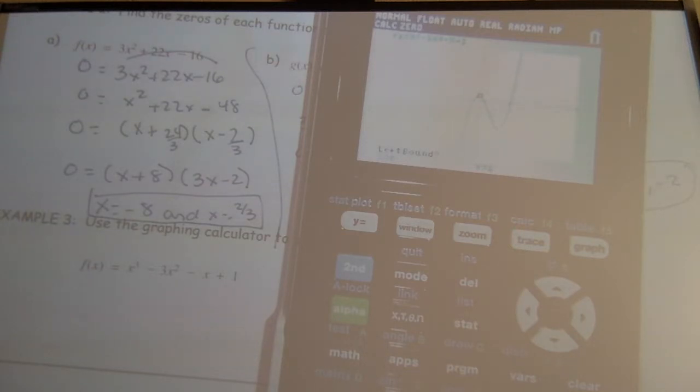Top row, I hit second, and then top row. Calculate. So then we're looking for 0, so you hit 2. Now, this arrow, you need to put it to the left side of the first zero. We're going to do it 3 times. So I'm going to move my arrow using the arrow keys till I'm below the x-axis, and hit enter.